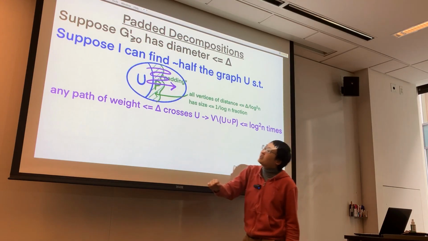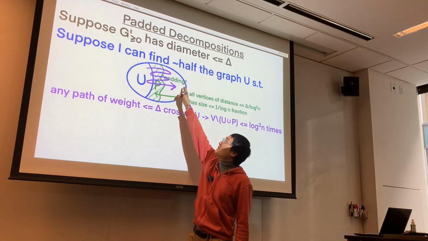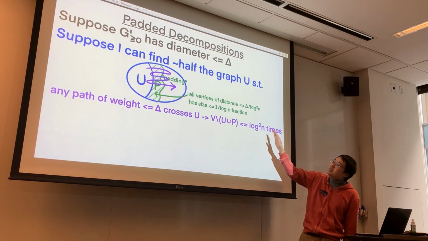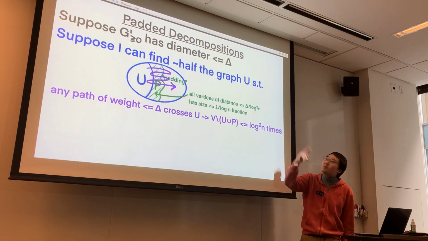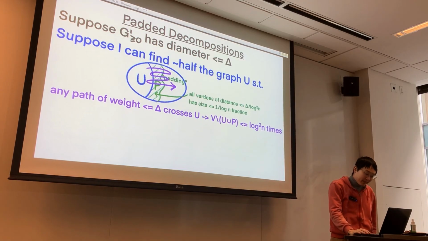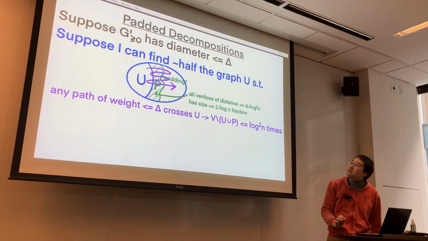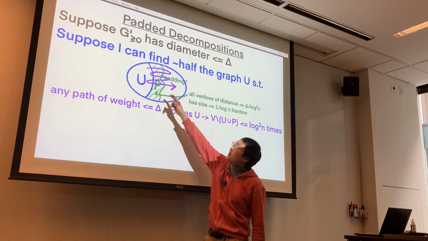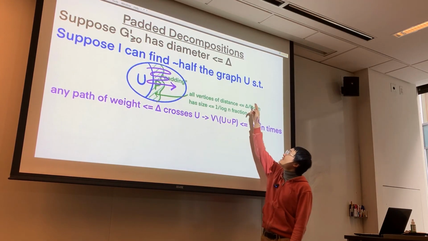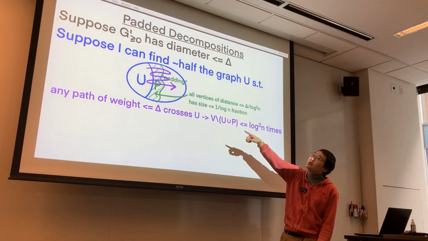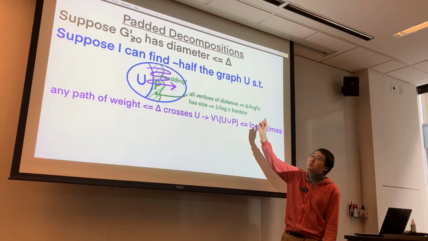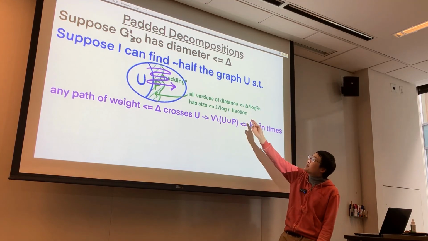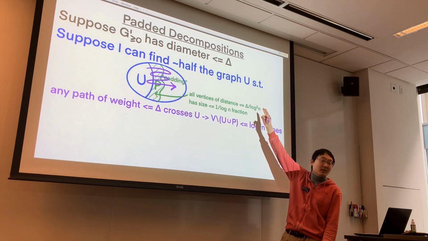So how many times can a path go from U to outside the padding? I want to claim that it cannot do this back and forth too many times. Why is that? How do you even cross from U to outside the padding? You must spend this much distance to cross from U to outside the padding, because the padding is defined to be all vertices within this distance. So the moment you escape the padding, you spend this much distance.